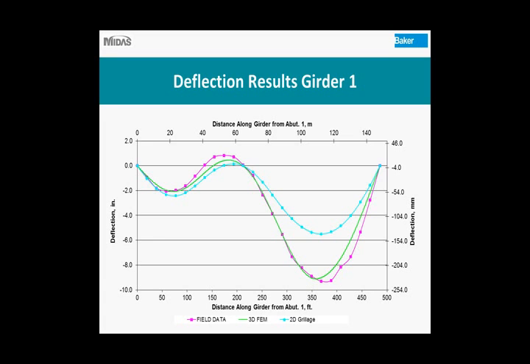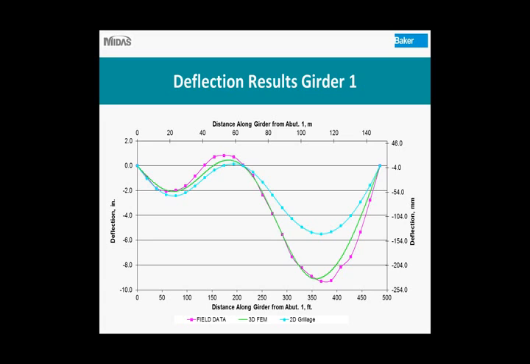So next we decided maybe looking at a more global representation of the behavior of the entire structure, instead of focusing on a specific location with specific stresses. We thought we would look at the deflections to see if they would give us a better predictor of what was going on with the bridge.